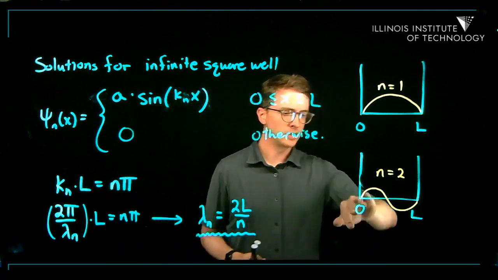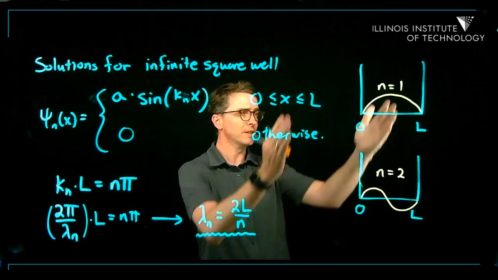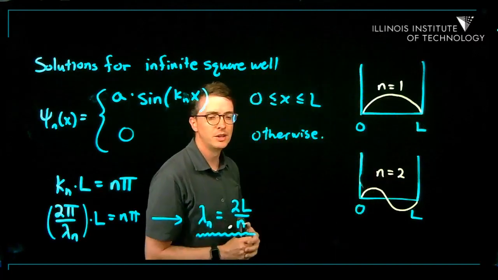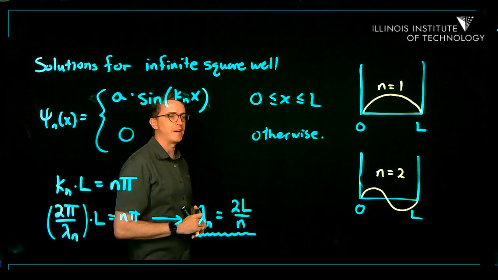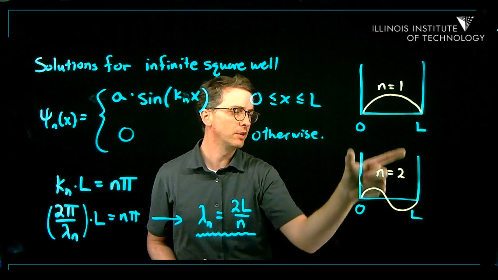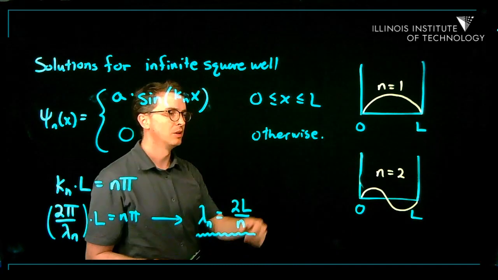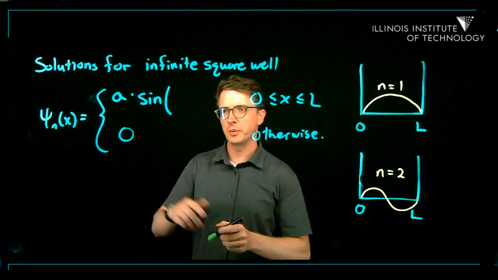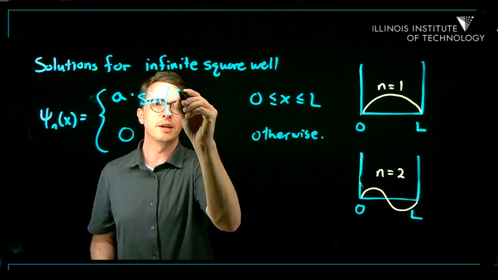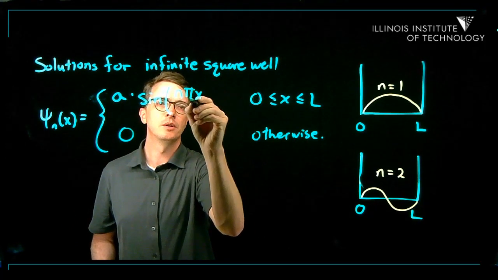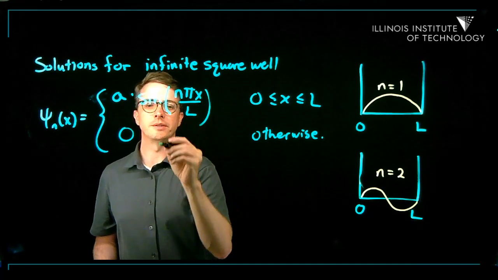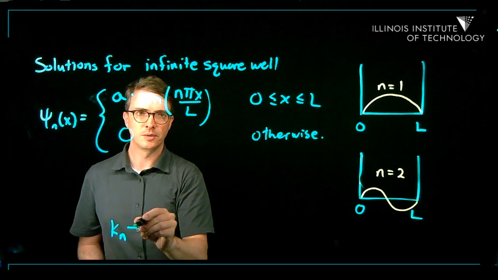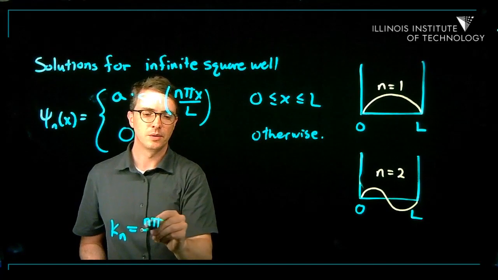So my wave function is just sine functions with wavelengths that divide the length of the box into an integer number of half wavelengths. So here there's 1 half wavelength, here there's 2 half wavelengths, n equals 3 would be 3 half wavelengths, and so on. I can use what we know about k to write in here now n pi x over L, because I use the fact that kn was n pi over L.